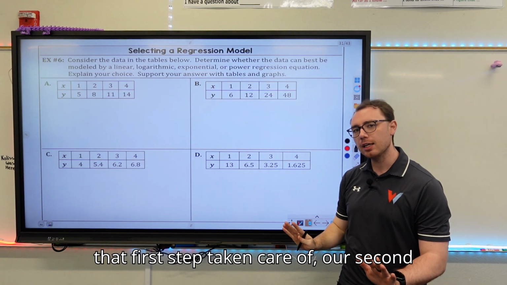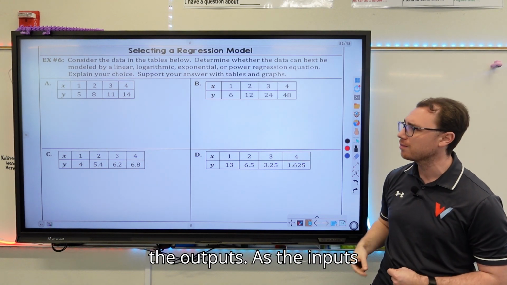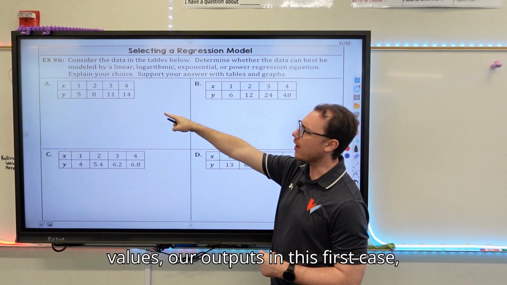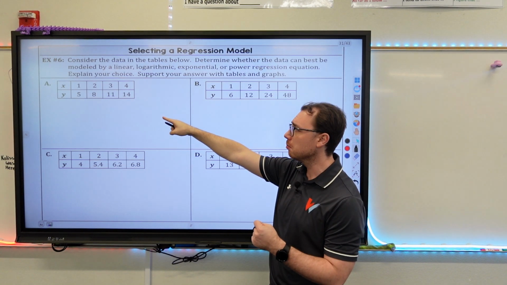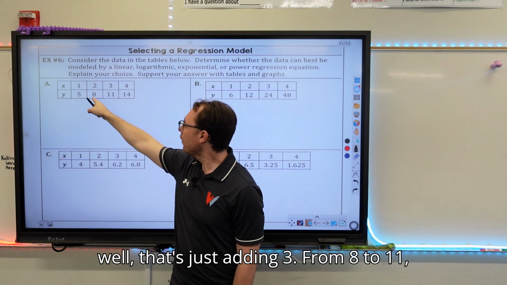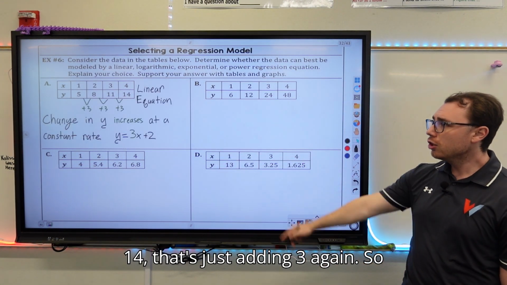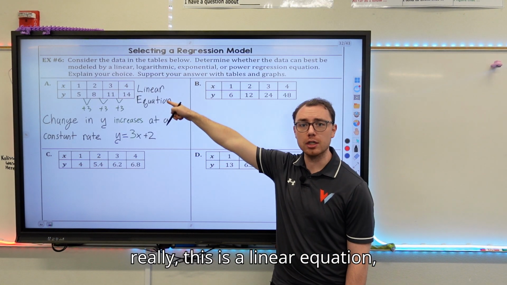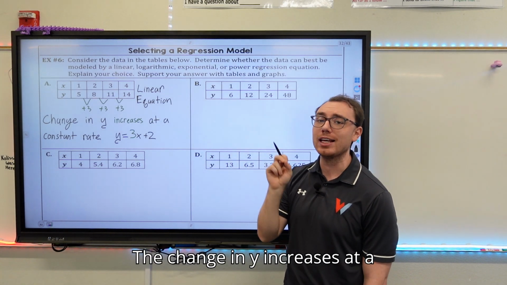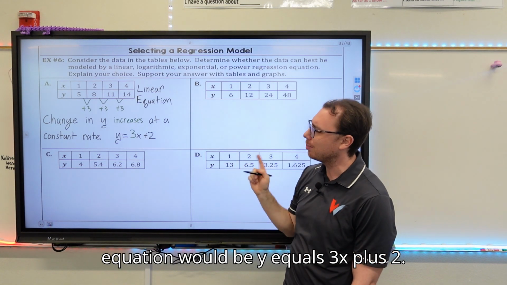With that first step taken care of, our second step is to analyze the y's of our graph, the outputs. As the inputs increase linearly, our y values, our outputs in this first case, also increase linearly. From 5 to 8, that's just adding 3. From 8 to 11, that's just adding 3 again. From 11 to 14, that's just adding 3 again. So really, this is a linear equation because it's just linearly increasing. The change in y increases at a constant rate. And in general, the equation would be y equals 3x plus 2.